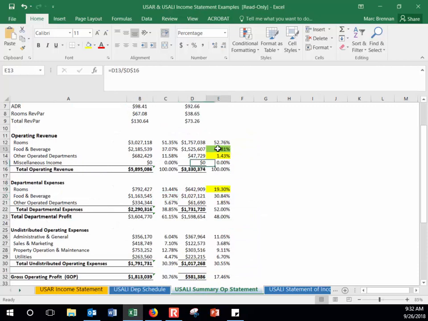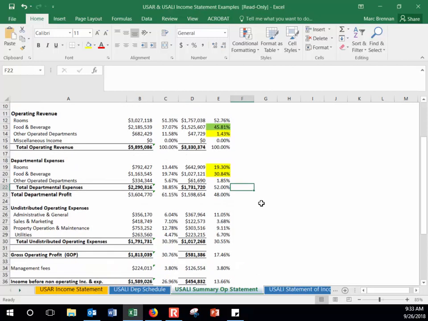My food and beverage costs, remember I was happy about this number? Well, I'm happy because it's a higher percentage. But if you take a look at my food and beverage cost, oh boy, as a percentage of total revenue, it went up by quite a bit. I would want to look back at my food and beverage departmental schedule and find out what happened in these expenses. Was it labor? Was it food and beverage? What was it? My total operated departments, well, I've actually gone down as a percentage of total revenue, so this is a good thing.